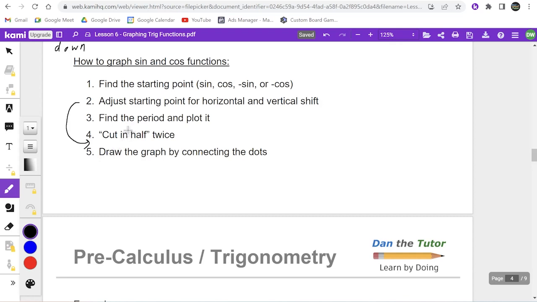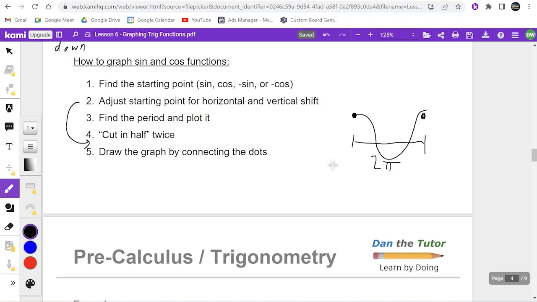The next thing you want to do, really step 2, is find the period and plot it. Remember what we said about period? Period is where you go back to the start. So in other words, if I have the cosine graph and I want to plot a period, and I know cosine starts at the top, then I know one period later, whatever that is, let's just say 2 pi as an example, I'm going to be at the top again, and every point in between is going to go to the bottom, or at least middle, bottom, whatever.